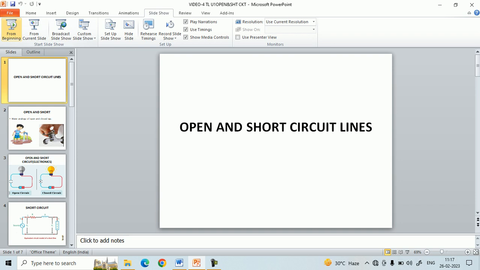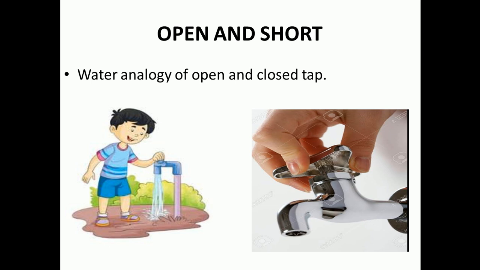In the continuation concept of the transmission lines, we will learn about the open and the short circuit lines. In the open and the short circuit lines, first we will define what is open condition and what is short condition. The diagram is very beautiful, depicting open.